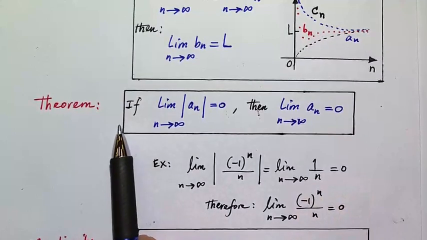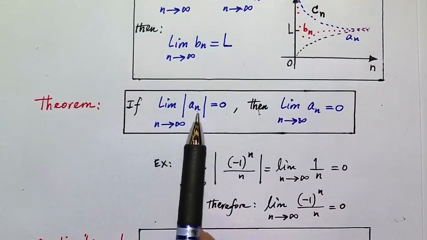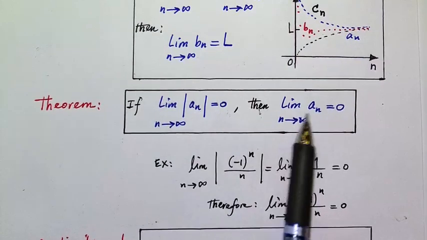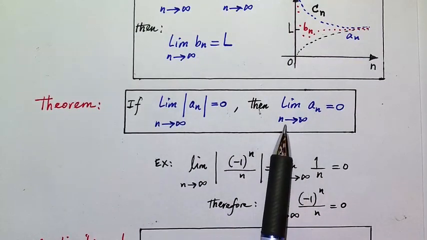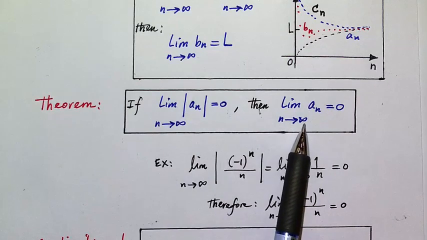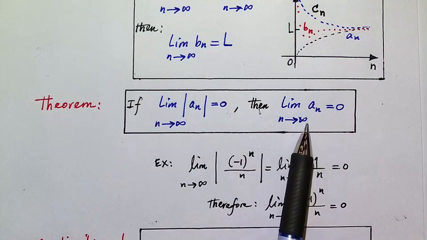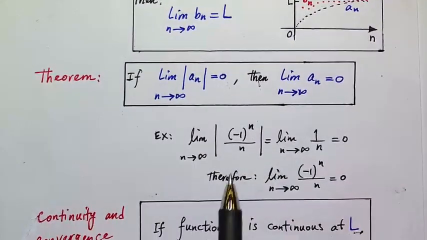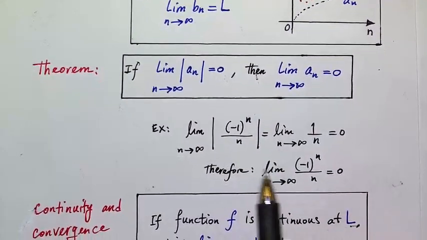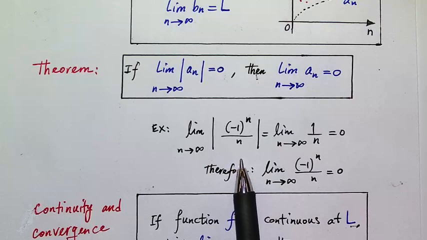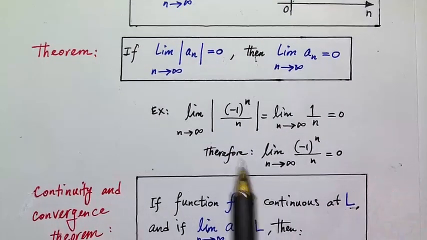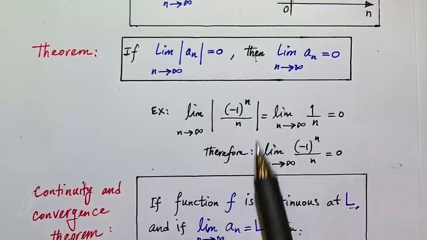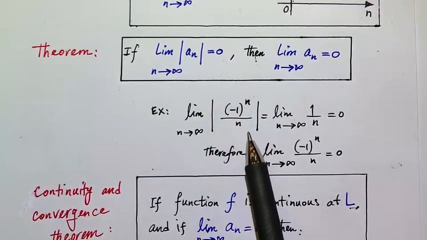In this theorem, if the limit of the absolute value of a sequence is equal to 0, then the limit of the sequence without the absolute value as n approaches infinity is also equal to 0. This is a pretty important and useful theorem, and I've shown this example, which shows where we can apply this theorem. In a number of examples, this will come in very, very handy.